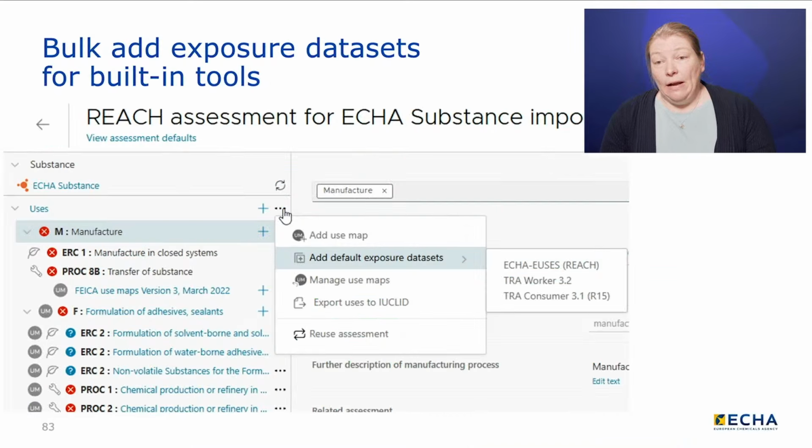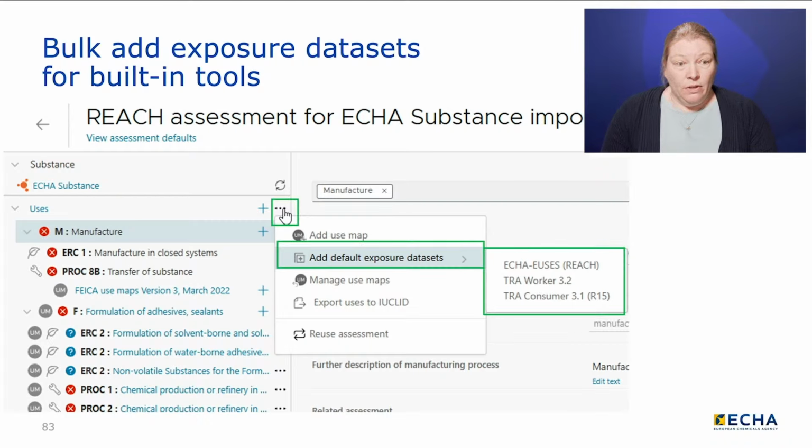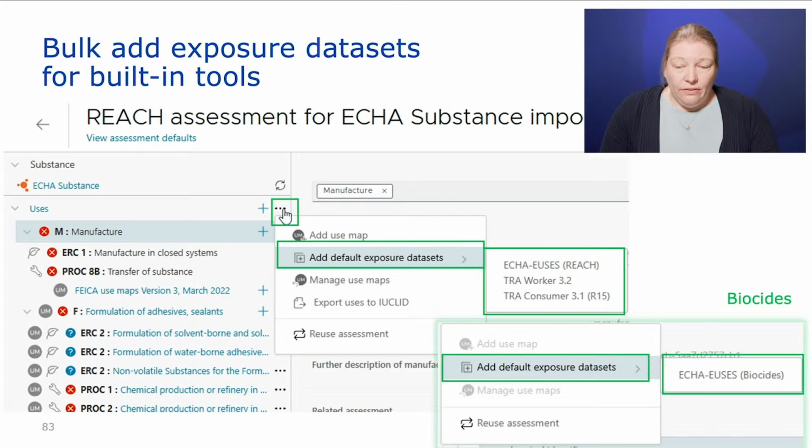So that was about how you add datasets to scenarios one by one. But there is also a possibility to add datasets for the built-in tools to all relevant scenarios in one go via the so-called bulk add functionality. So you can find this again in the three-dot menu at the top of the usage tree. And you see here this functionality, add default exposure datasets. As for biocides, there is only environmental assessment. The view looks a bit different there. You see there is only one type of default dataset which can be added.